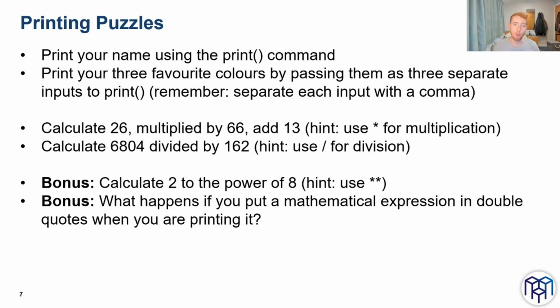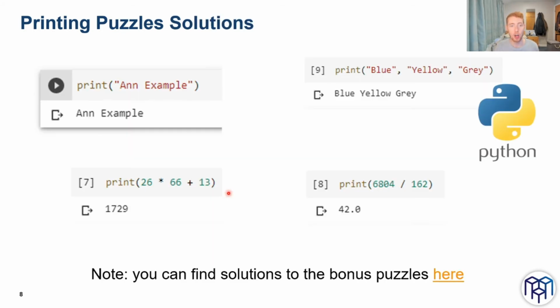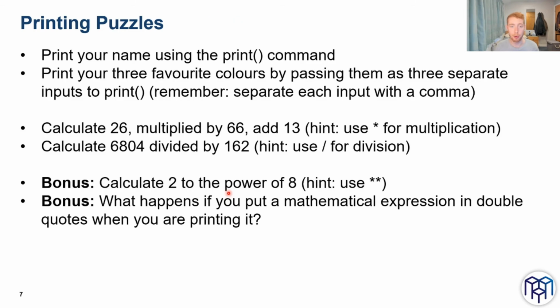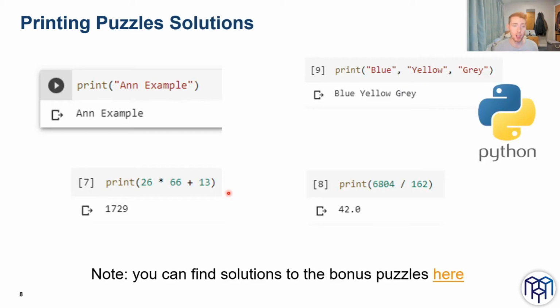Okay, so hopefully you've had a chance to work through those puzzles. We're now going to have a look at the solutions to those. So the first one asked us to print out your name. So in this case, I've used an example as a name. And so I've used the print command, and then inside of my brackets, I put in an example in quotes. And again, text data, we need the quotes.